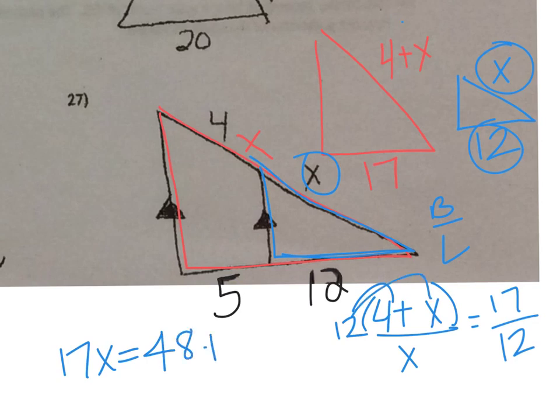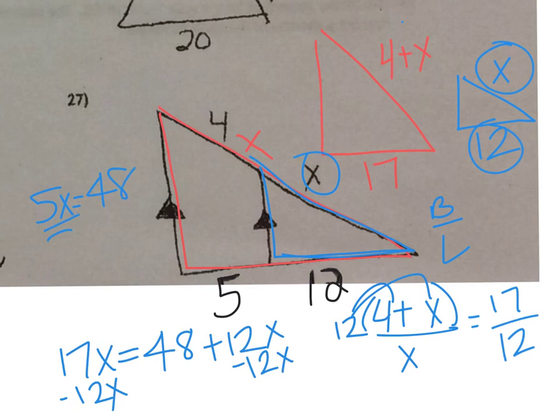and 12 times x is 12x, so let's get our x's together. And 17 minus 12 gives us 5, so we've got 5 x's left over. I'm going to put the work up here. 5x is equal to 48. Divide both sides by 5. 48 divided by 5 gives us 9.6.